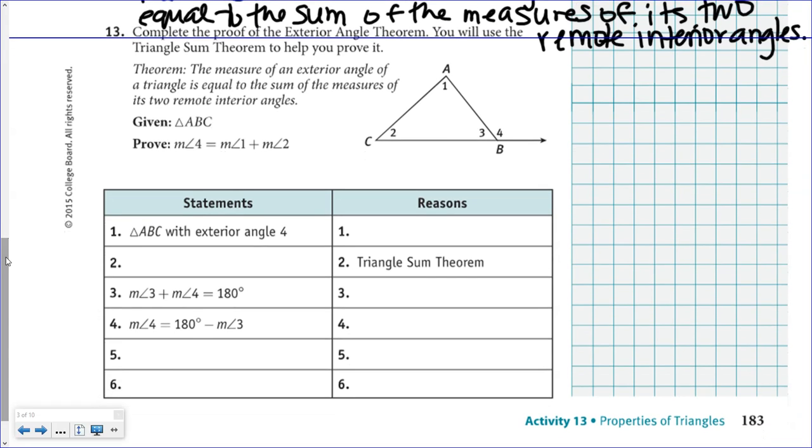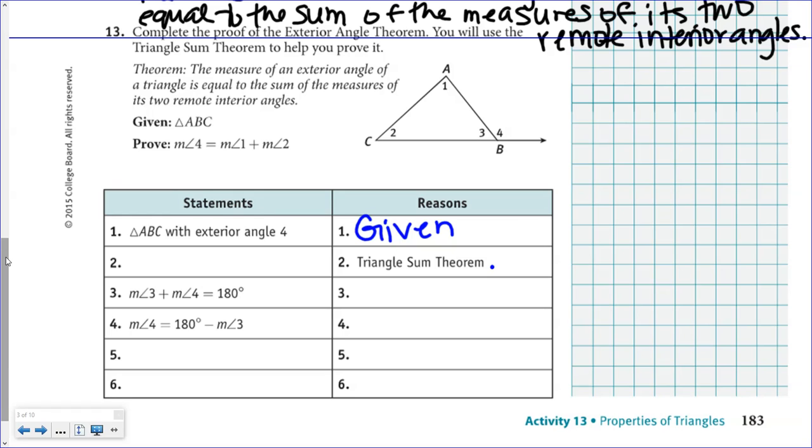And again, we are proving the exterior angle theorem, so that is not going to be anywhere in the proof. So they start by telling us the triangle with an exterior angle of angle 4. And that is our given information. Using the triangle sum theorem, so we just proved this. That means we are allowed to use it now because we're not trying to prove the triangle sum theorem.